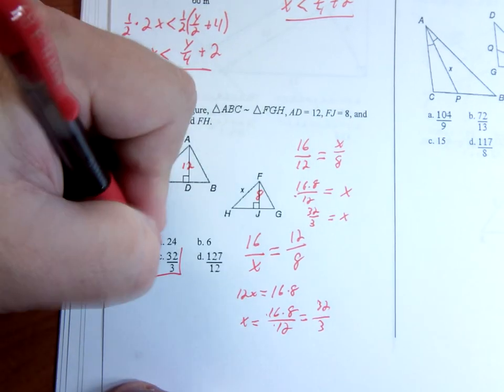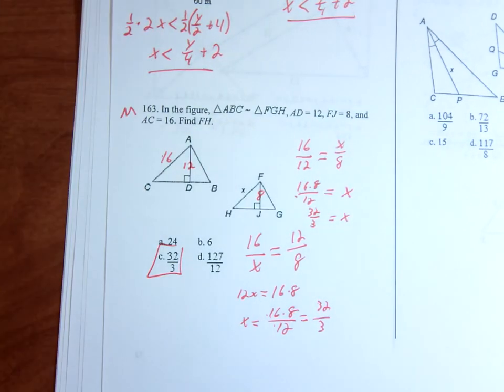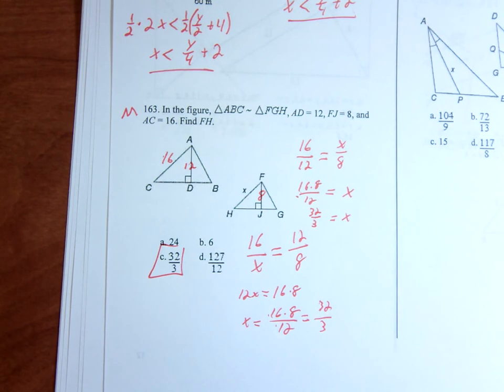Now notice D says 127 over 12. I believe 16 times 8 is 127. No, it's not. 128? Okay, good. So, there we are.